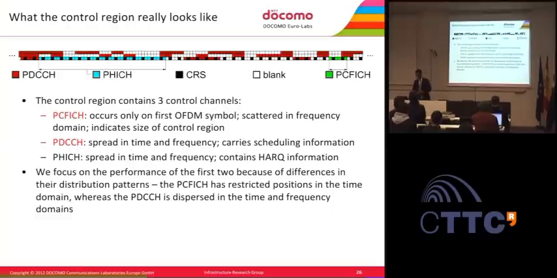We focus on the performance of the PCFICH and the PDCCH in this work. We do that because the PCFICH is very restricted. It occurs only on the first OFDM symbol. It has 4 repetitions, and if you don't decode the PCFICH, you don't know where the data part of your subframe starts, and you lose the entire subframe. So it's very important that this control channel should work properly.